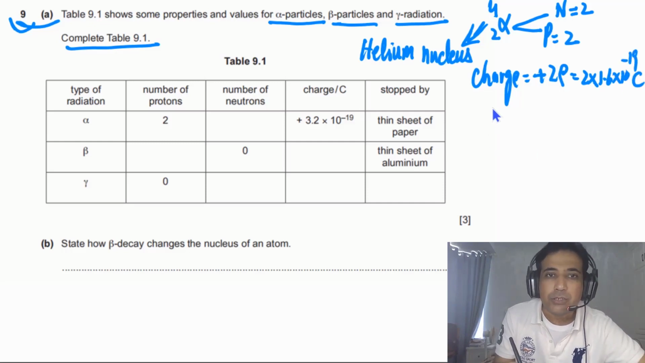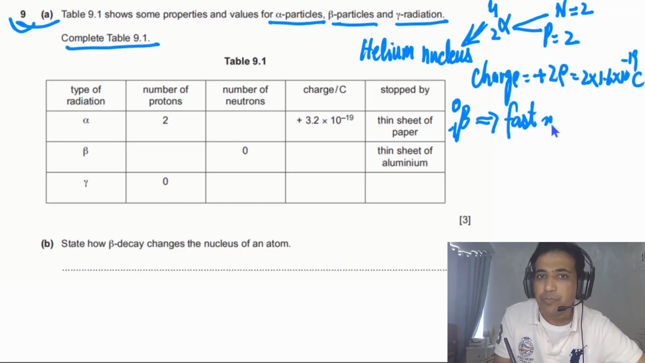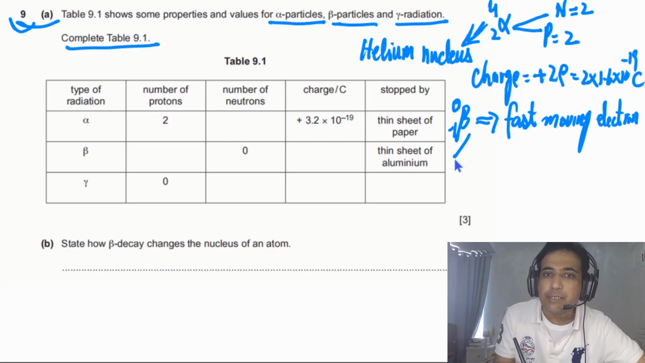Now let's try to understand beta particle. Beta particle simply means that we are talking about electron, fast moving electron. So beta particle is simply fast moving electron. So this point is important. You need to understand what is beta particle. As it is fast moving electron, it means no protons and no neutrons.